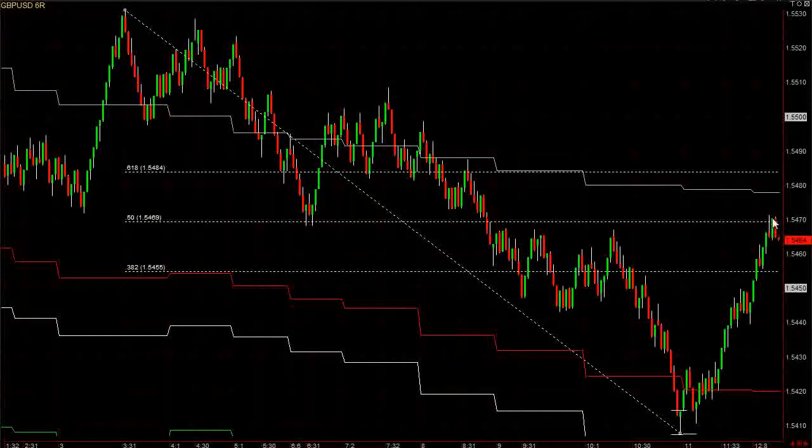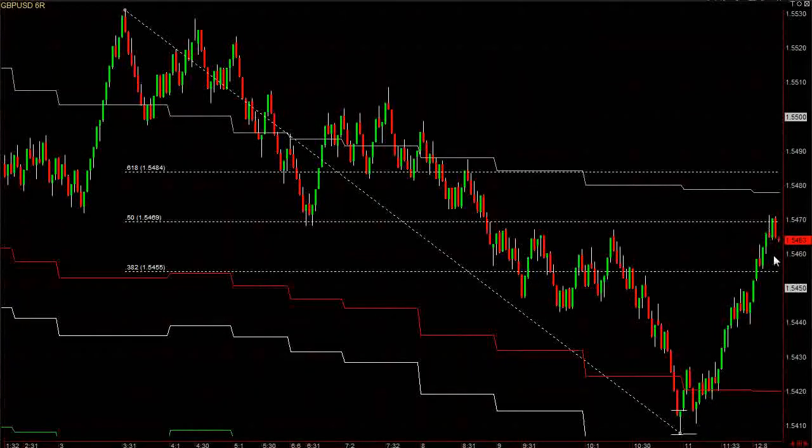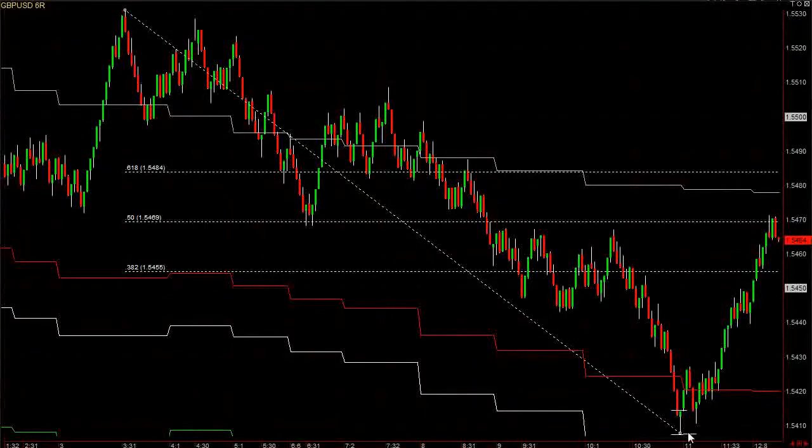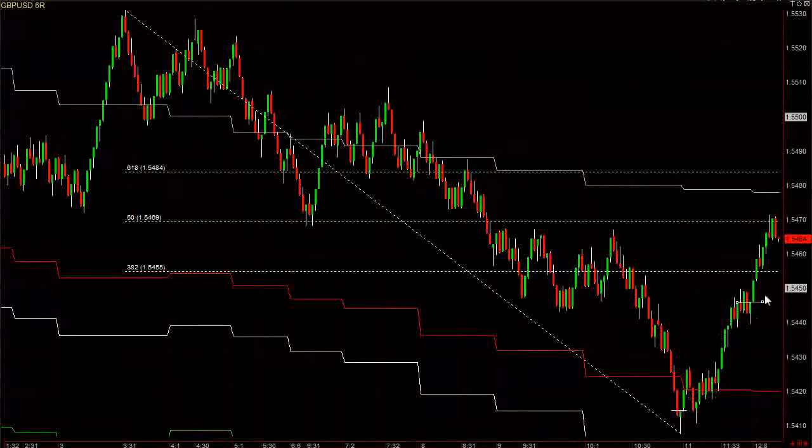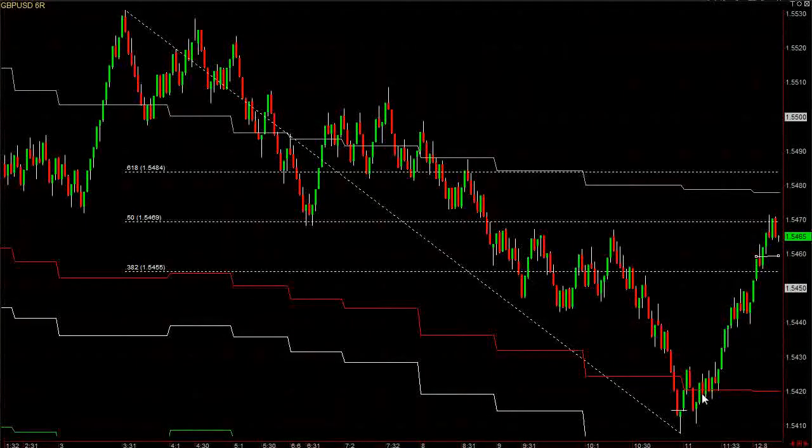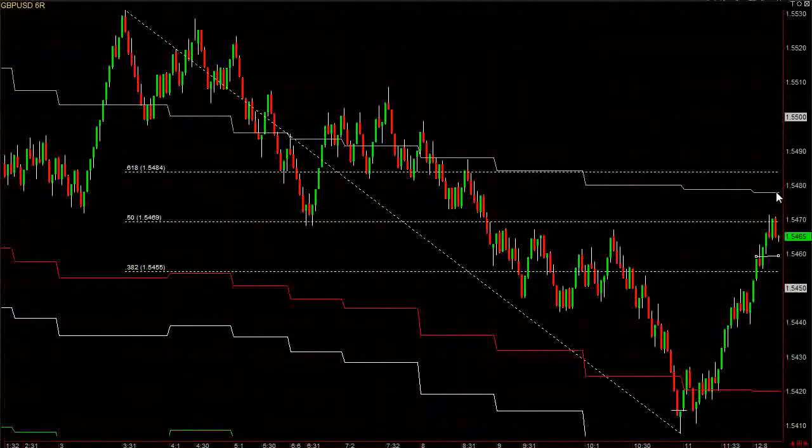But this went right to the 50 and stalled. So we'd be out of half our trade, and our stop would probably be moved up a little bit here, probably underneath here. Give it a little bit more room. Keep in mind, once you're in a trade, it's the same thing like when you're first getting into it. How many more pips am I likely to make?